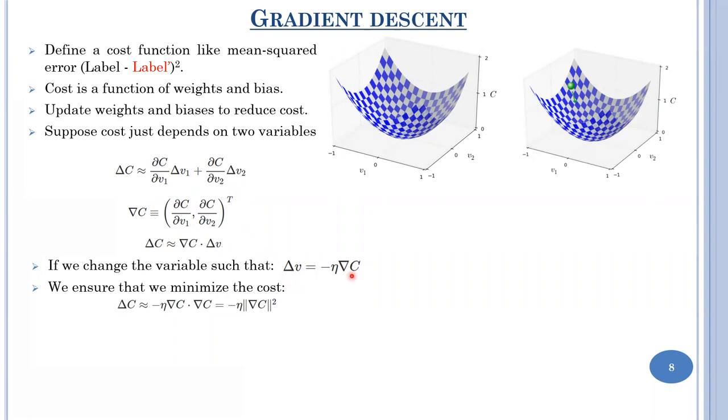For instance, here, if you change your del V in such a way that it is negative in sign to the gradient of the cost and proportional to the magnitude, you can ensure that your del C is always some negative value. So what this effectively means is you change your weights such that the weights are negative and proportional to the gradient of the cost with respect to the weights. If you change your weights in such a way, then you will ensure that the change in the cost is always negative, or your cost is always reducing.